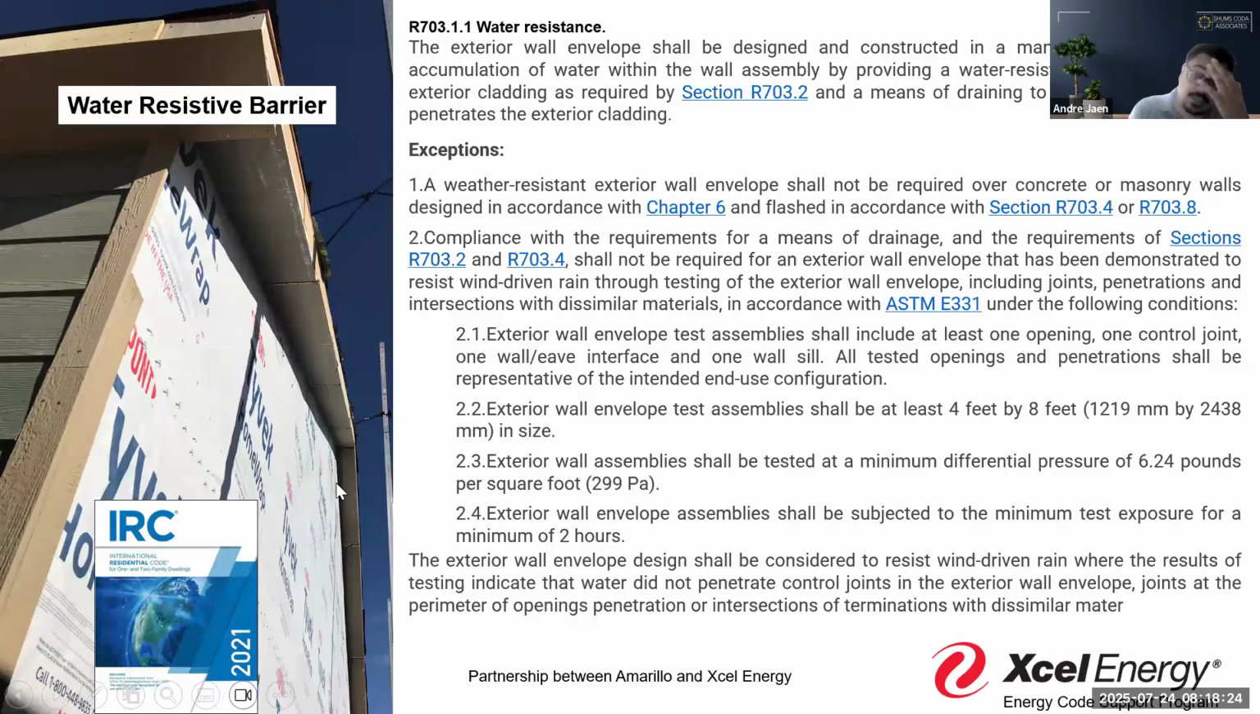So now let's take a look at the code language itself. We're in the 21 IRC, right? And we're looking at water resistance here. As we look at water resistance, we see that the first thing we get is an explanation that says we're going to design the wall assembly in such a way that we're going to prevent the accumulation of water, because of the very same things that we've been talking about. Once it gets in, it's really hard to do that. We're going to do that with a water resistant barrier, which is highlighted right here. So we're going to use that as part of the means to provide draining of that exterior water.